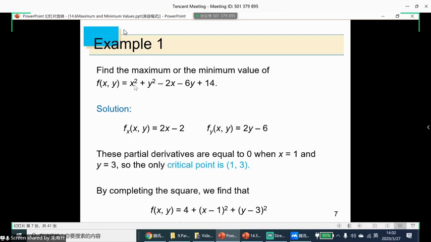So here x square minus 2x can be written as (x minus 1) square, and then it needs a 1, so we can get it from here. And then y square minus 6y, we can write it as (y minus 3) square, and then it needs a 9, so we can get 9 from here. So we take 1 and 9, and then it leaves 4.